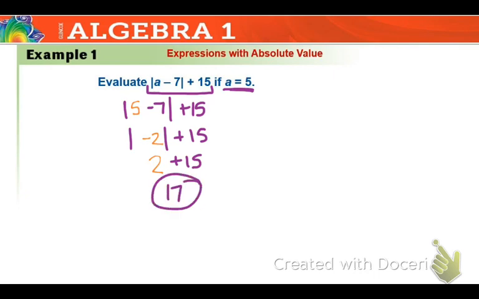And that's our answer. So that's the two types of things that we could do with absolute values so far.